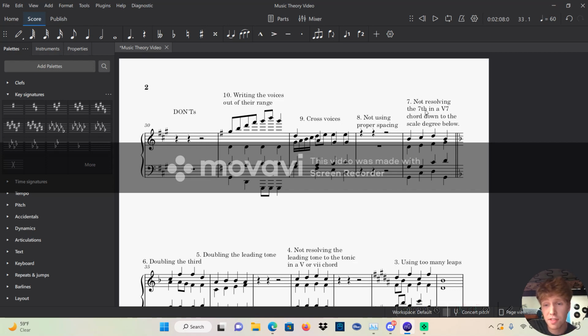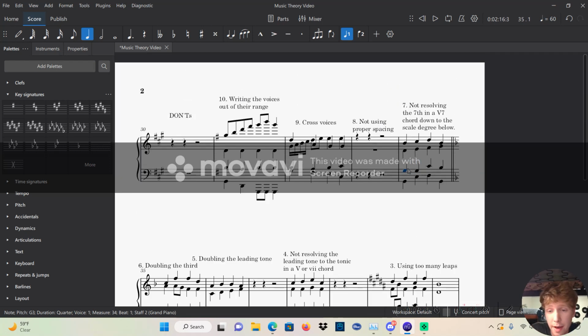Not resolving the seventh in a 5/7 chord down to the scale degree below it. So listen to this. Maybe you did catch it, maybe you didn't. 5/7 chord on the third beat. This is the seventh, and it resolves up instead of down to the third of the tonic, as you'd expect it to. Not egregious in my opinion, but for the most part, it's just unsatisfying as compared to resolving downwards by half step like this.